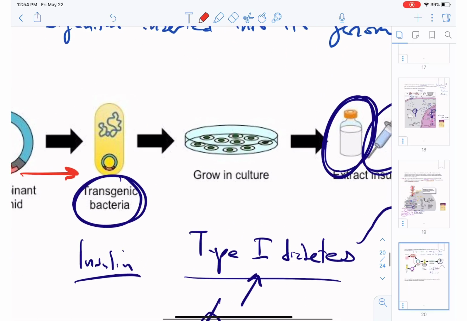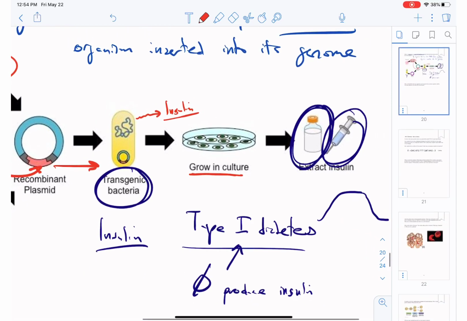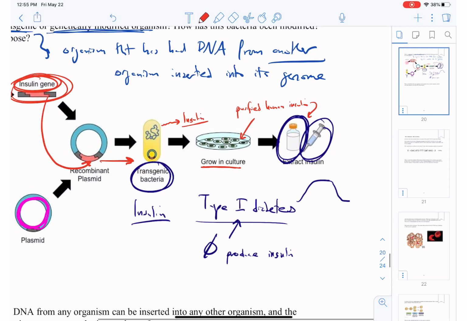So what we do next is we put that bacteria in a nice environment with all the nutrients and everything that it needs, and those bacterial cells produce insulin. They produce a whole bunch of insulin. And then what we're able to do is we're able to extract the insulin that's being produced by those cells, extract it from the culture medium, and purify it. So now we have purified human insulin. And it's this purified human insulin that's produced by bacteria that is the insulin that type 1 diabetics are going to use for their injections.